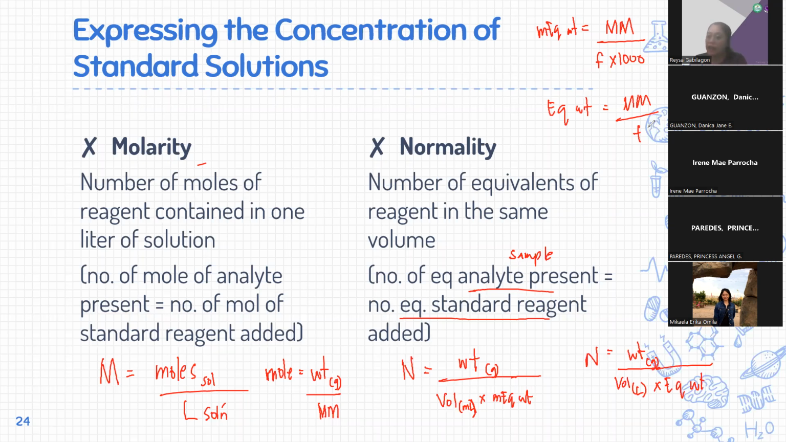Kung acid siya, you have to look at the number of replaceable hydrogen. Again, for acid, you will be counting the replaceable hydrogen. For basic substances, for our bases, you have to count the number of replaceable hydroxides. And lastly, if it's not an acid nor a base, you consider that as a salt. And you have to look at the total number of positive or negative charge.